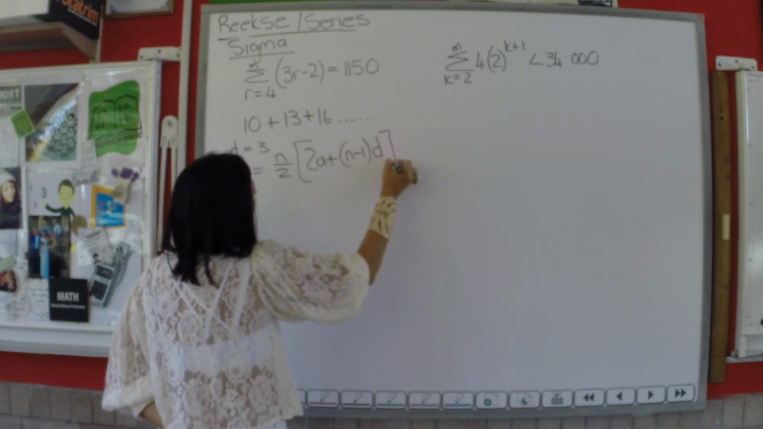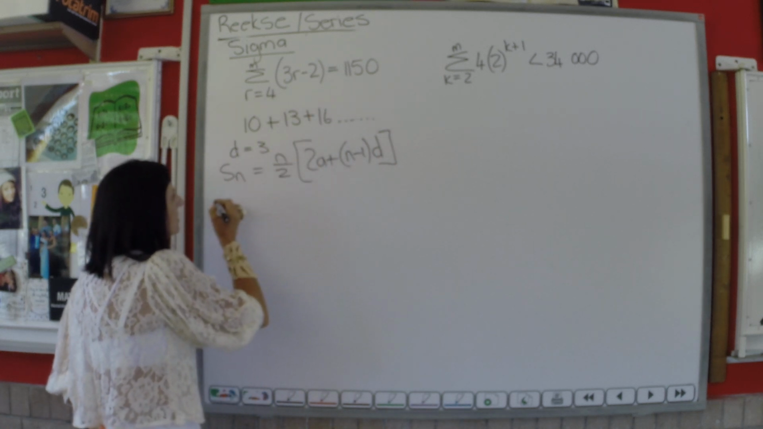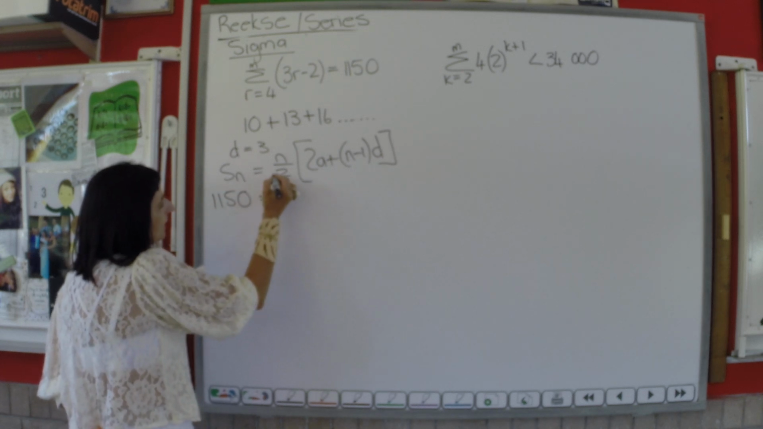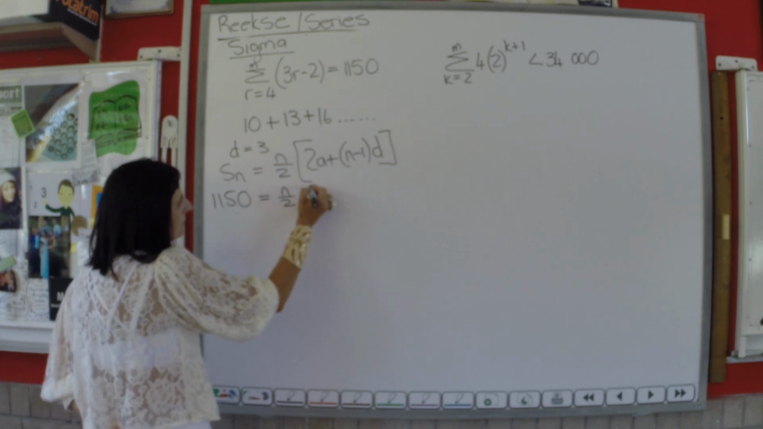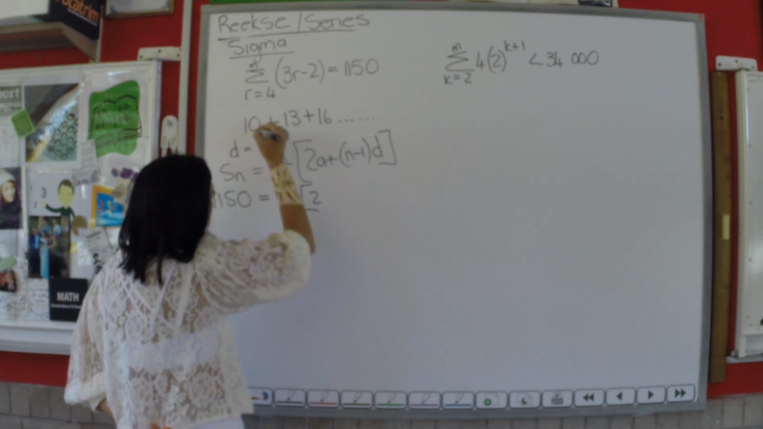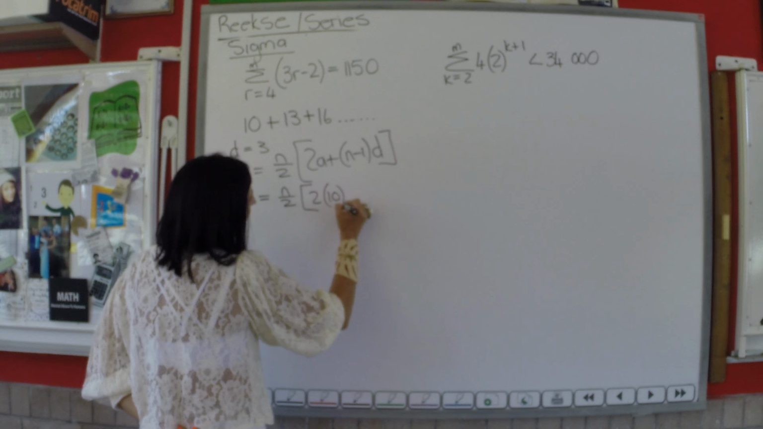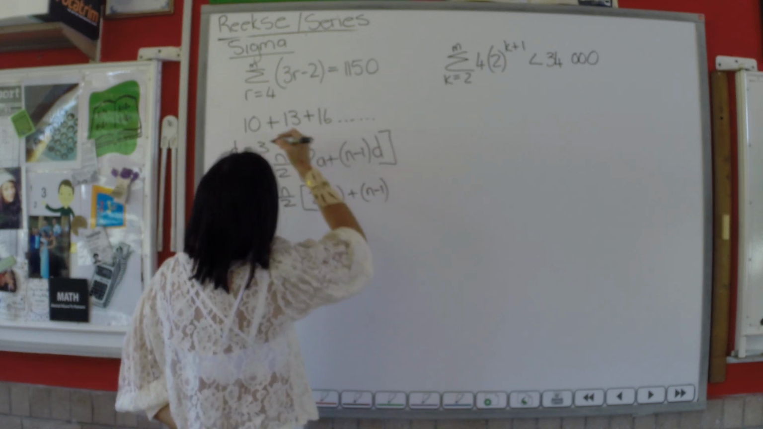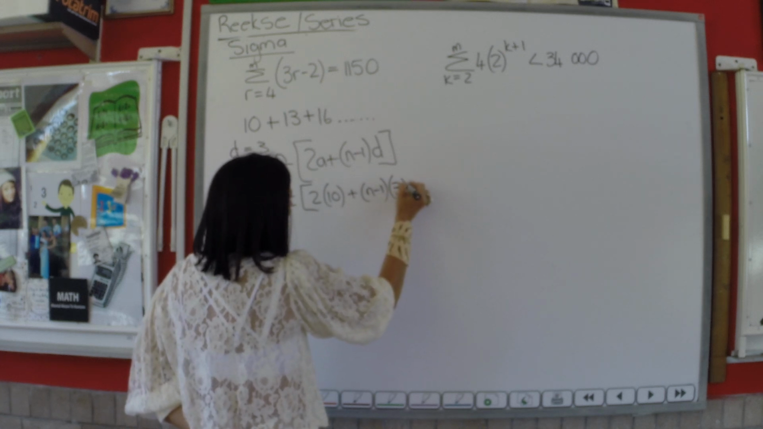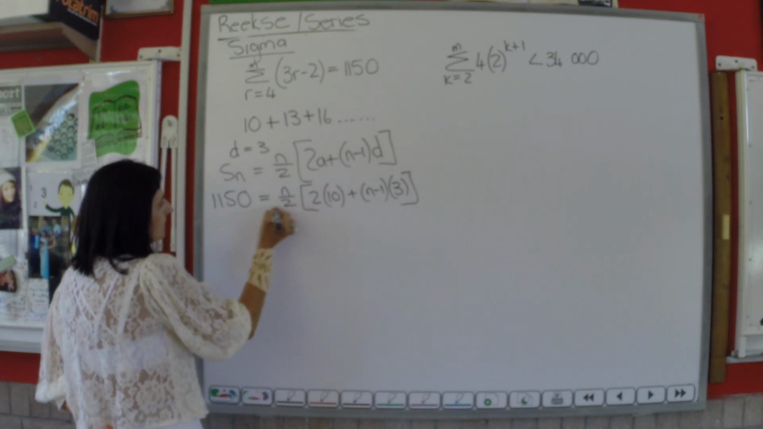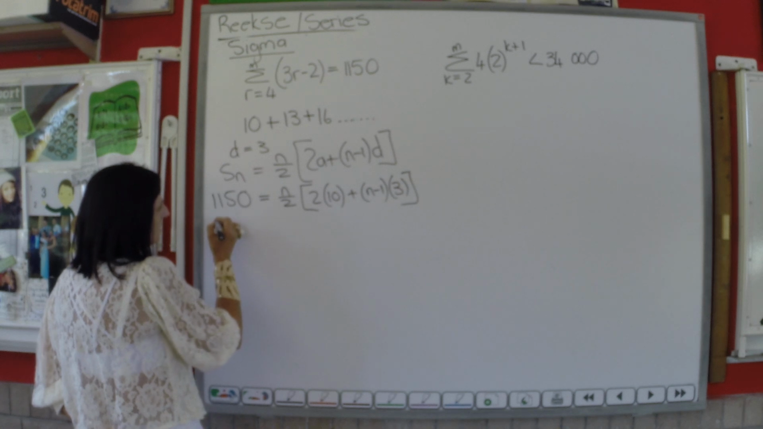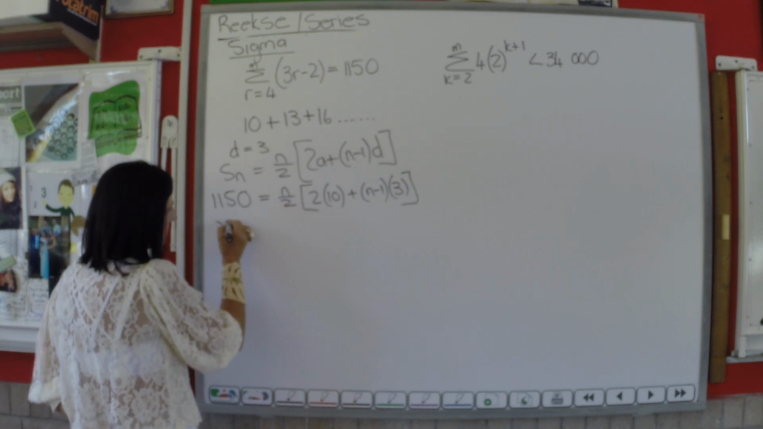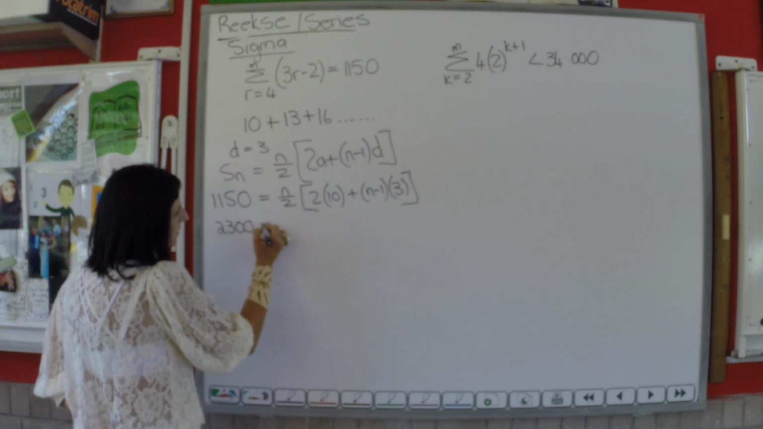So ek gaan nou al die waardes in vervang wat ek het. Die som van is 1150, ek het nie vir n nie. Goed, ek het al reeds vir a, dis 10. So I'm going to keep n as the unknown and d equals 3. So if I take this to the other side, the 2, dividing, if you multiply, it's 2,300 equals n.